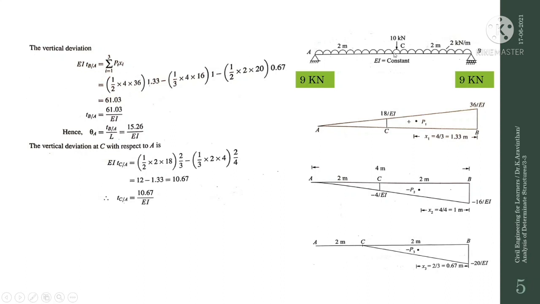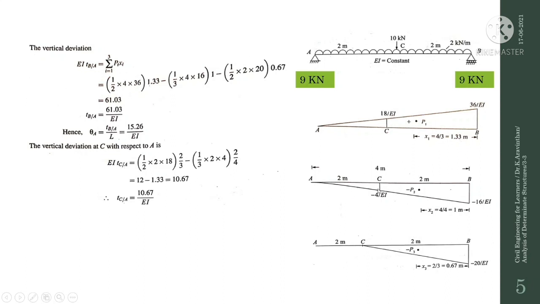So at point C, you will not be having any moment. So you have drawn the bending moment diagrams, and the next thing you have to find is the centroid. This will be 1/3 of B. The total base is 4 meter, so 4 by 3, which will be 1.33.